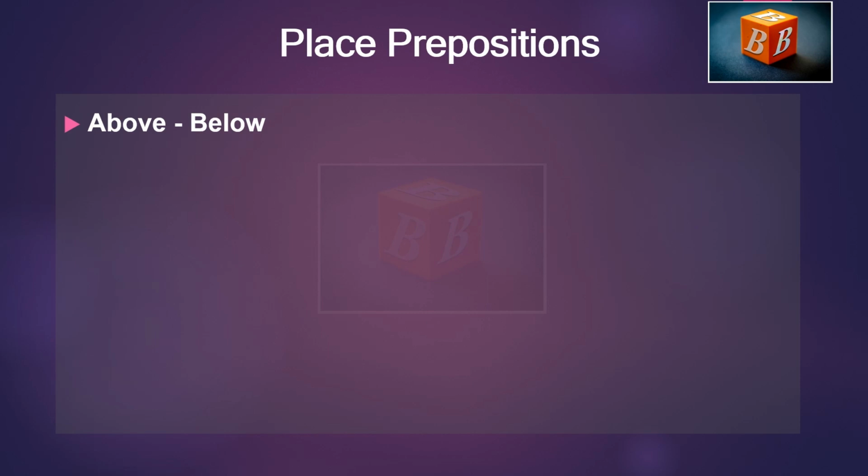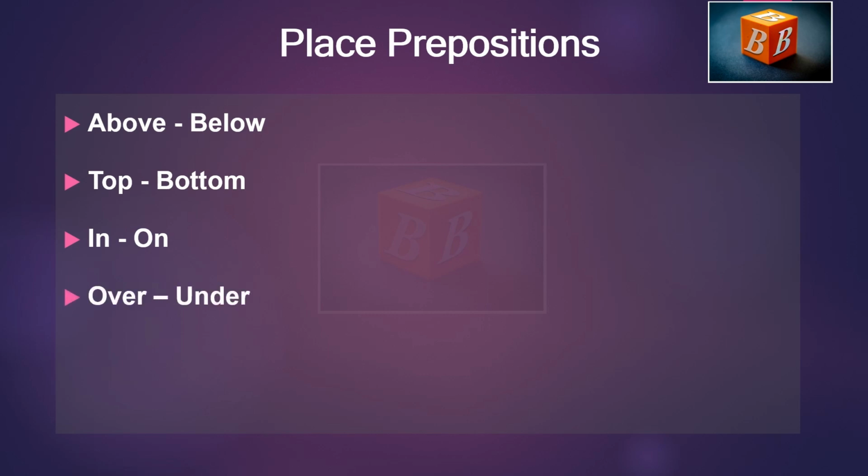First up, above and below, and what about top and bottom? These words paint a clear picture of position and hierarchy. Moving on, we have in and on, two simple words that can change the meaning of a sentence completely. Then, there's over and under, often confused, but each with its unique flavor. Don't forget front and behind, it's all about perspective. Lastly, at and by, small but mighty in the English language. For instance, above and below give us a sense of vertical positioning.